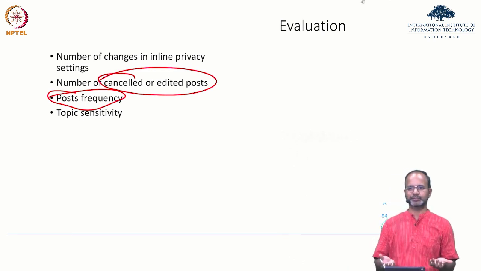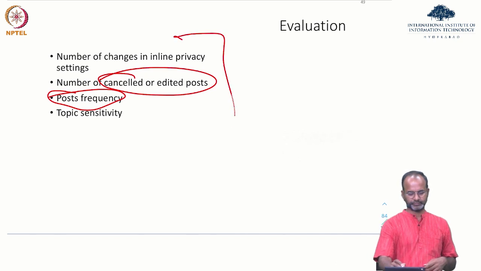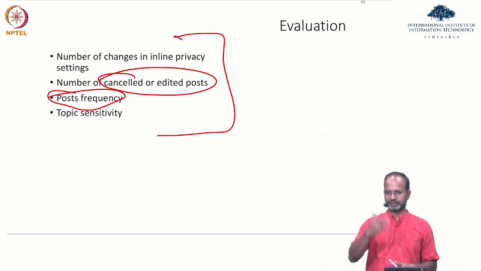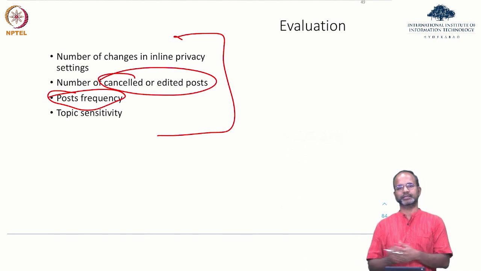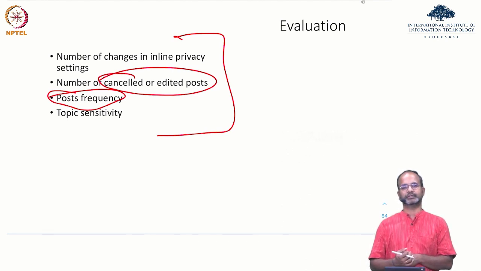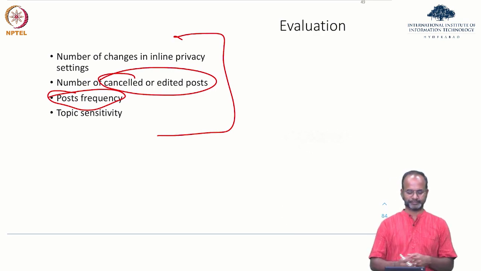Is it because of the nudge? Topic sensitivity, right? Understanding what topic they are posting. So that's the evaluation metric. You can think of other evaluation metrics also, but these four are what the administrators of the study used to collect information about what the users actually did.